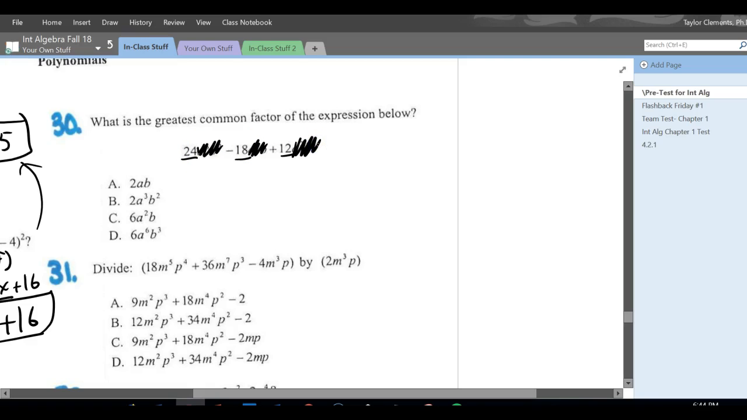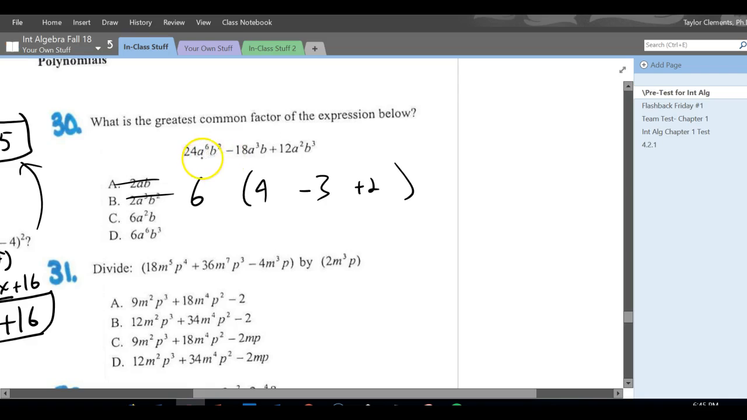Definitely a 6 in common there. They all have a 6 in common, so we can get rid of those. They all have a 6. And let me get a little room there. So 6 times 4 is 24. Minus 3 will give 18. And plus 2. Now I left all the space in there for all the variables. We'll get to that next.